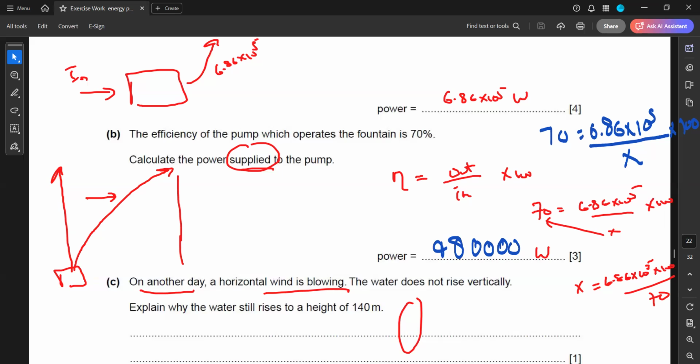So the wind is blowing horizontally. It does not affect the vertical motion. That's why it rises to the same height of 140 meters. So the wind has no effect on the potential.